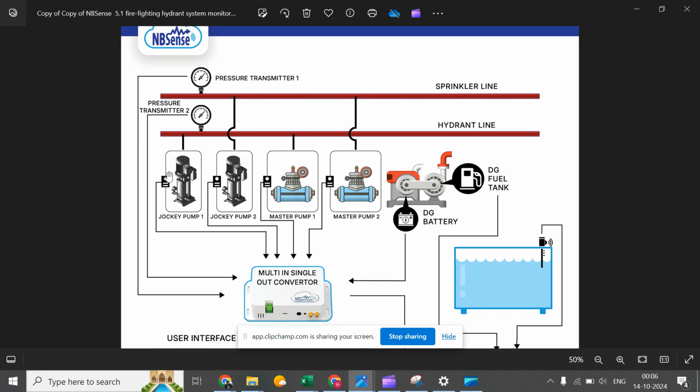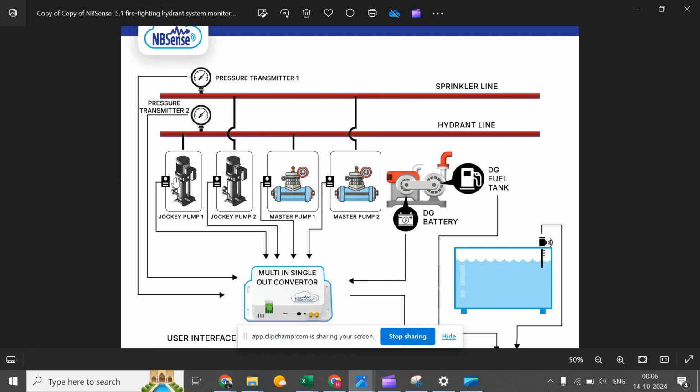Now there are three types of pumps in every firefighting system. First is the jockey pump, second is the master pump, third is the diesel pump. The logic is very simple. The job of the jockey pump is to maintain the pressure in a line. Both sprinkler and hydrant have dedicated pumps, jockey pump 1 and jockey pump 2. If there is any pressure drop, it is served by the jockey pump.